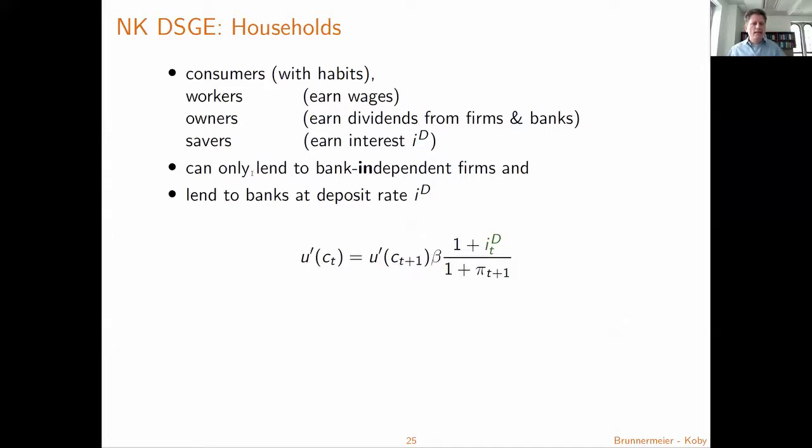And there will be different types of firms. There will be firms which can only fund themselves through the banks. And there will also be firms which can fund themselves from the households directly, so households can also lend to the bank-independent firms. And all that they're lending is at the deposit rate. That's what's going on, because that's set in this banking environment.